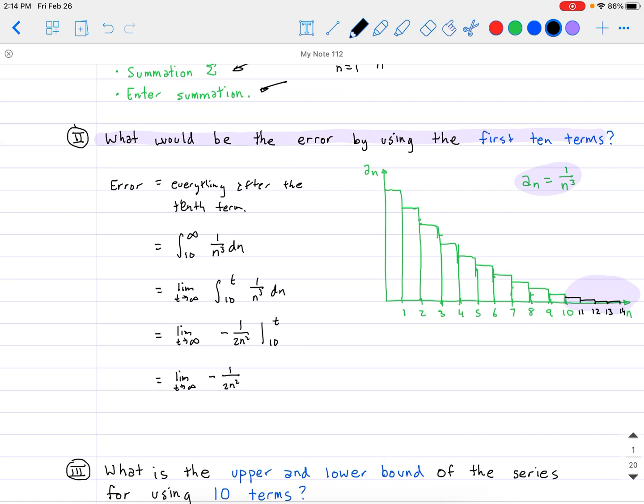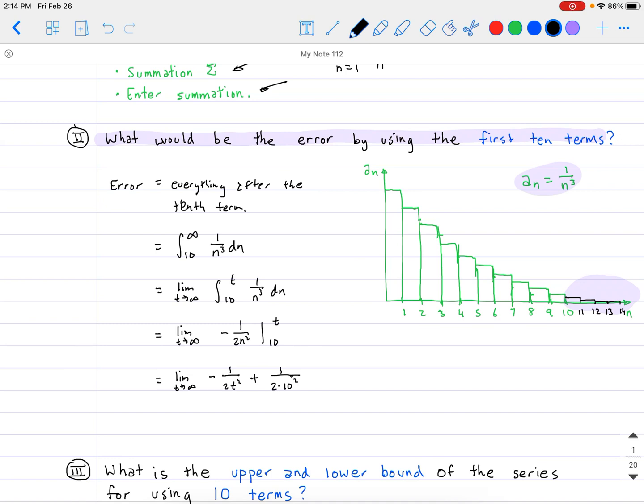When I plug in the boundaries, my upper bound is t, and then minus my lower bound, which becomes a positive because of the negative, 1 over 2 times, what is it in this case? 10, and actually, wait, hold on. I think I messed up over here. It should be t squared. My fault about that, sorry. So here's t squared, and this is going to be 10 squared on the bottom.